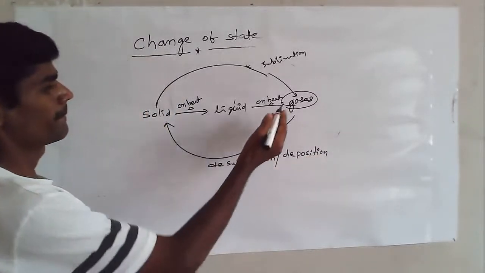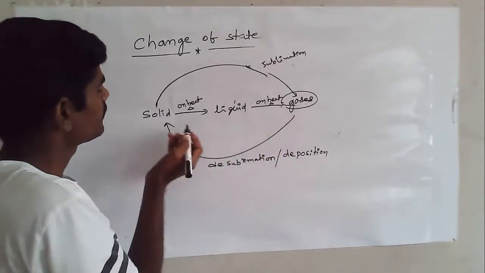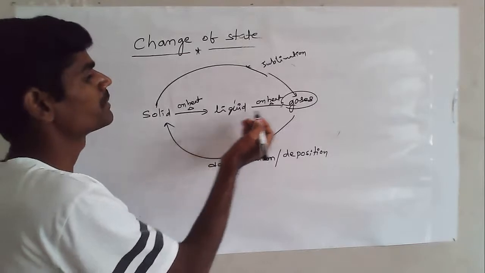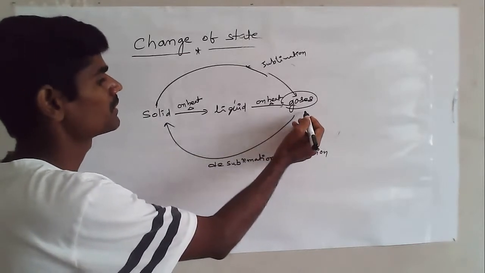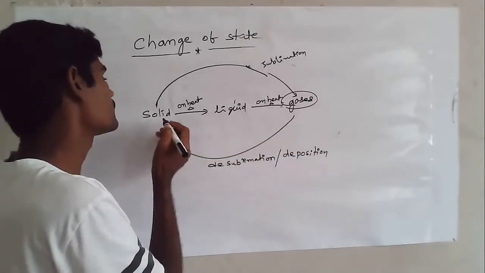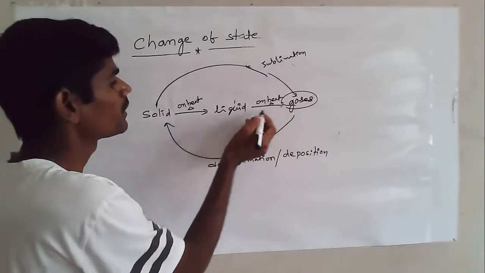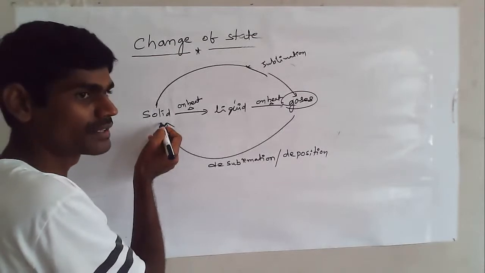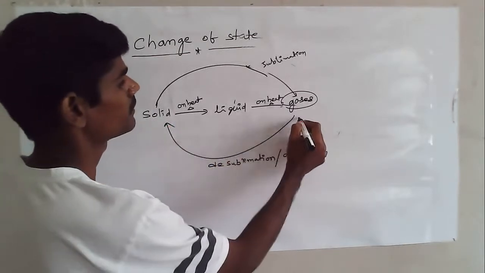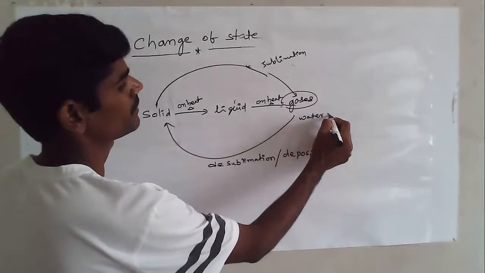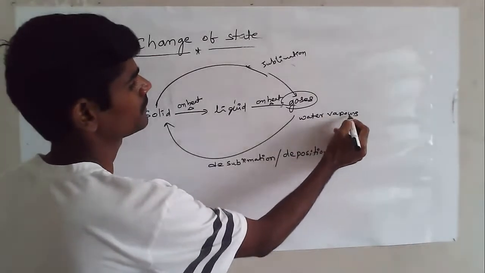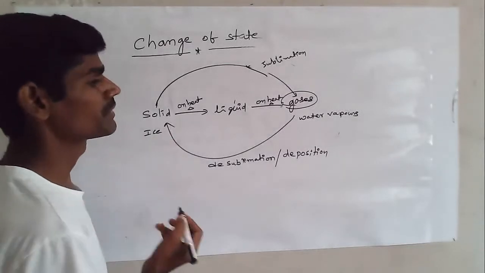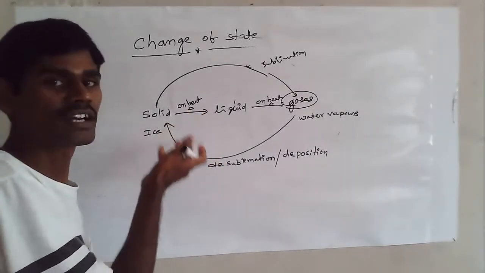Here, the gaseous particles directly convert into solid state without the involvement of the liquid state. It means the gaseous particle which is going to convert into solid state is unable to convert into liquid state before converting into the solid state. The best example is water vapors. Water vapors directly convert into the form of ice. It is a naturally occurring process.